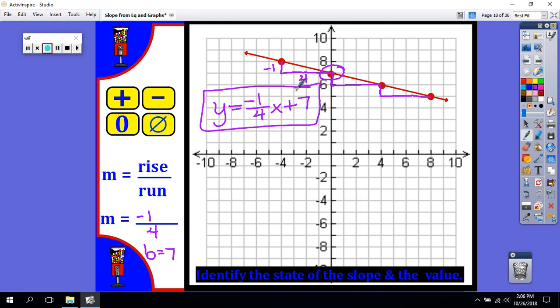Awesome job. You guys wrote linear equations from graphs today. We're going to finish this lesson on Monday with the rest of the examples, and then we're going to start another unit or another lesson as well and build on this.